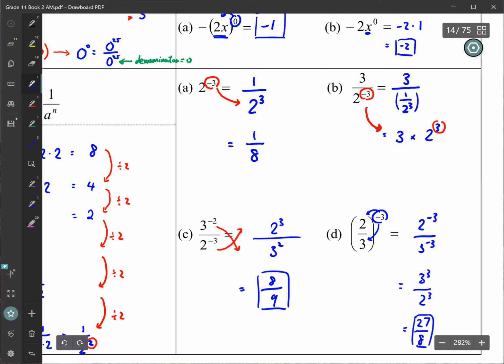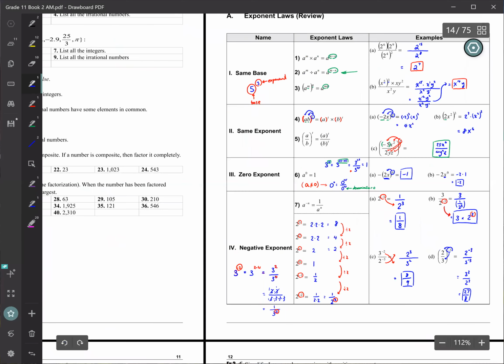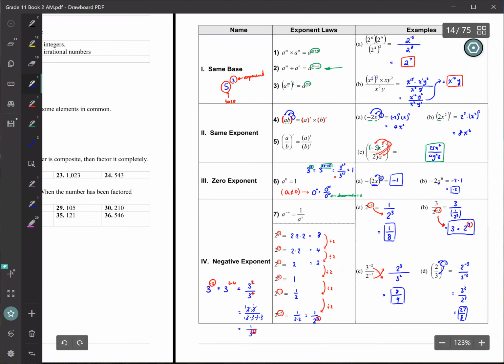So if you're confused about negative exponents, just go back to these 4 examples. These are the 4 different kinds that could happen, 4 different scenarios. So you can always find the answer by looking at these 4. It's always similar to one of the 4 questions here. Any questions? This is a quick review of everything we've learned so far, all the exponent rules. Okay, are you ready to move on? Can you raise your hand?